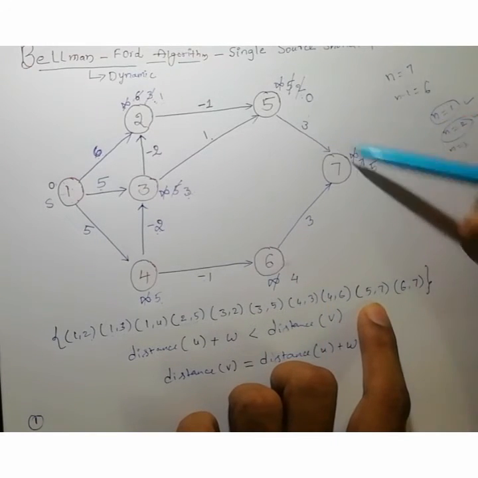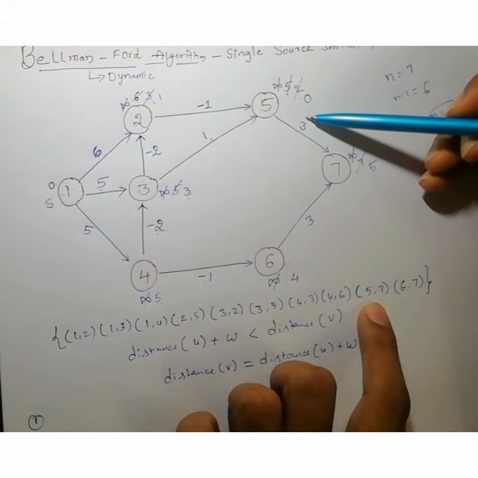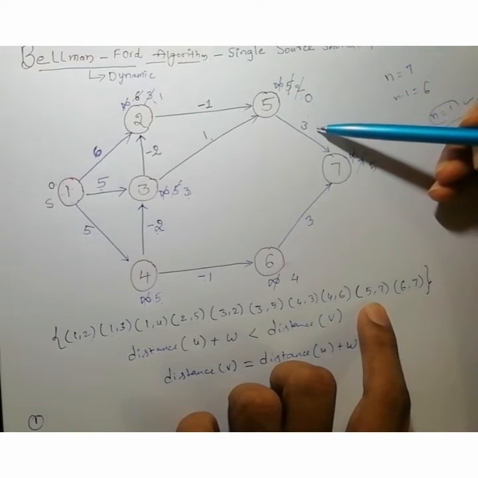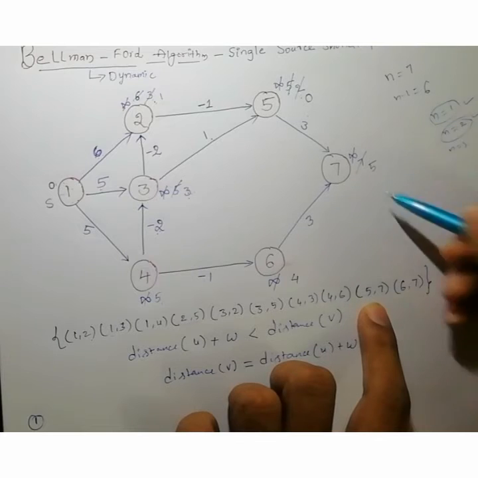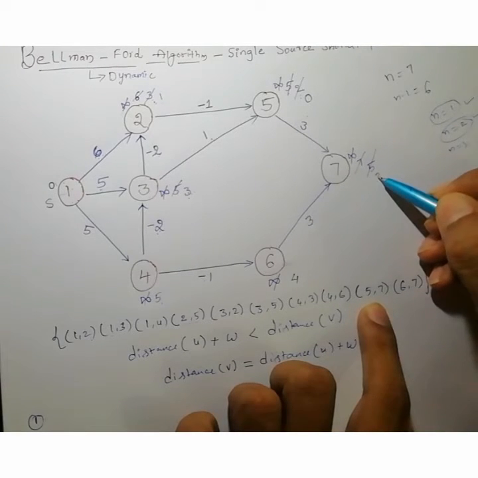Next 5 to 7. So 0 plus 3. What is the value? 3. Is 3 less than 5? Yes. If it is yes, update. Now the distance of 7 is 3.